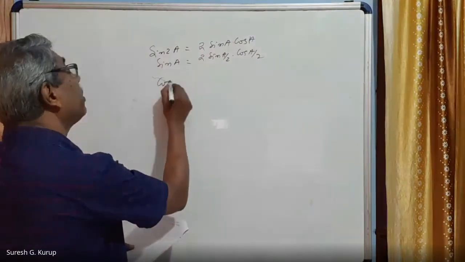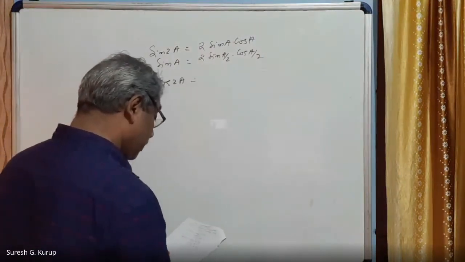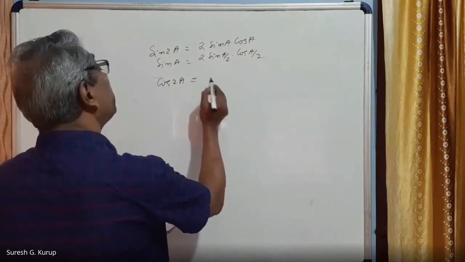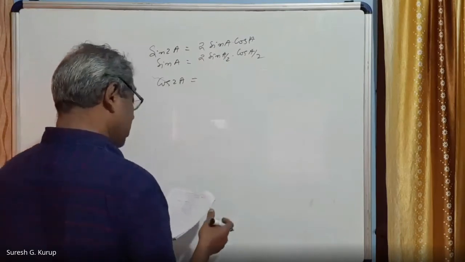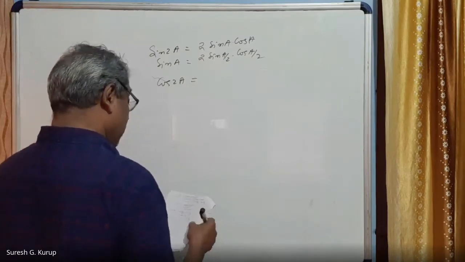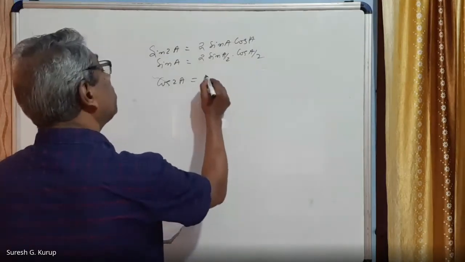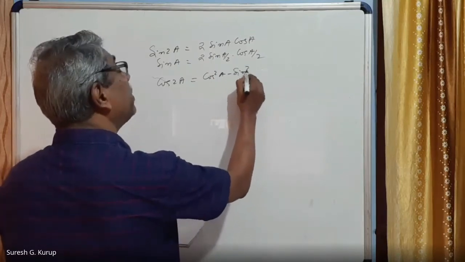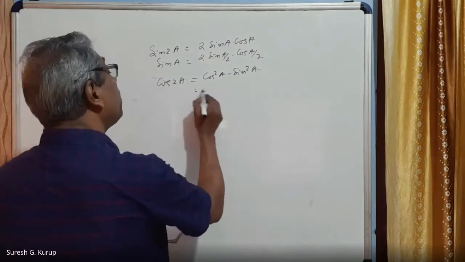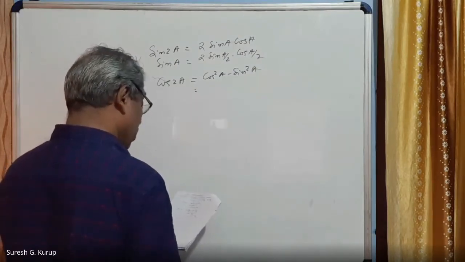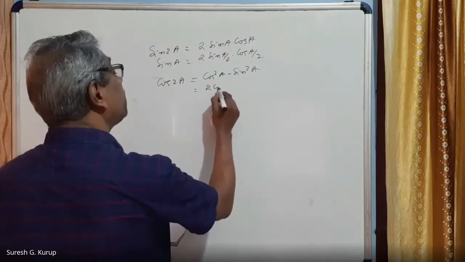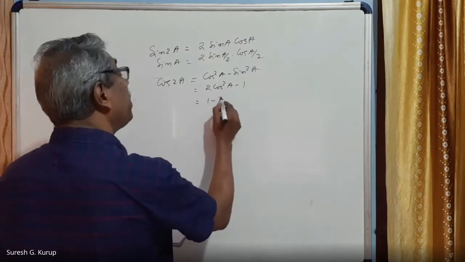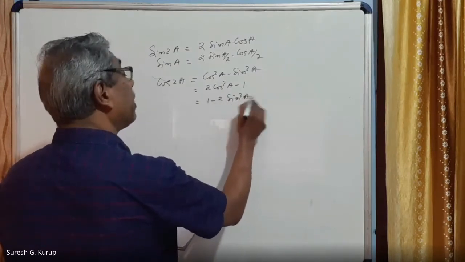Other one is cos 2a. Cos 2a is equal to cos square a minus sin square a. The same is equal to 2 cos square a minus 1. All this is the same as 1 minus 2 sin square a.